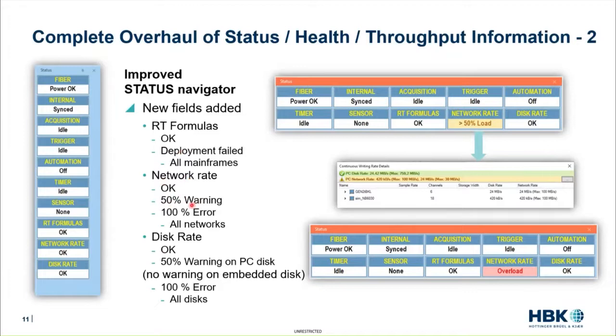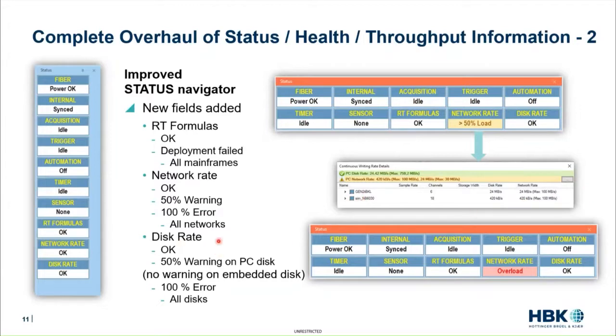One is a 50% warning. You're operating at 50% or higher network load, and we just want to warn you about that so that you're aware you have a pretty heavy network load and you might need to keep your eye on it depending on how long your test is going to run. And if you have 100% error, meaning you exceed that network rate that's supported, you're going to see a nice red signal that says overload. You can click on that, get the information about the connected mainframes and what's going on.